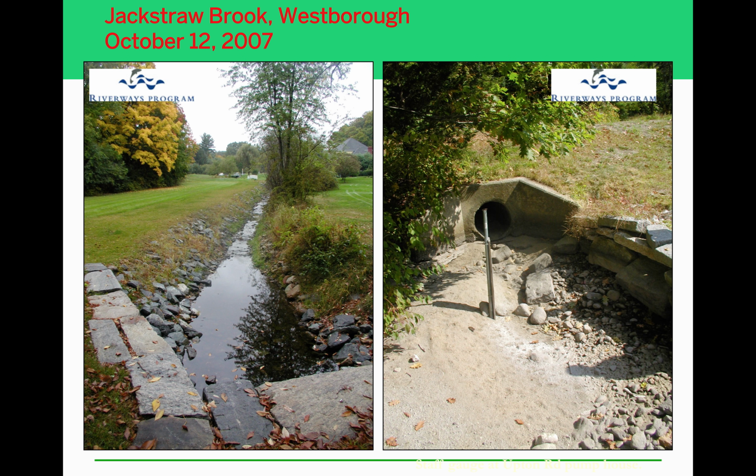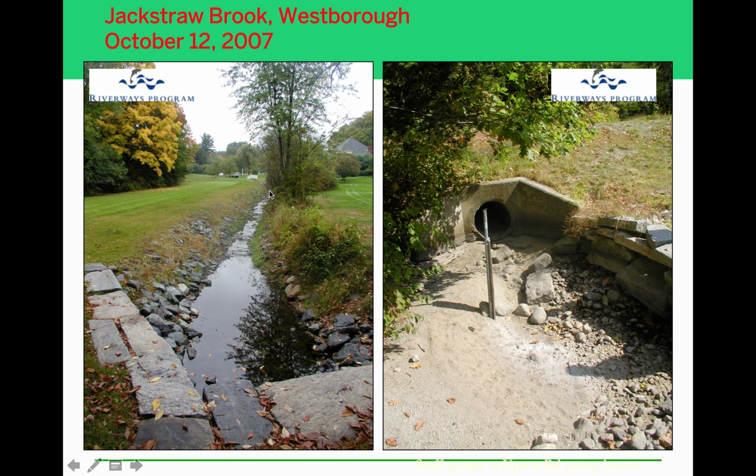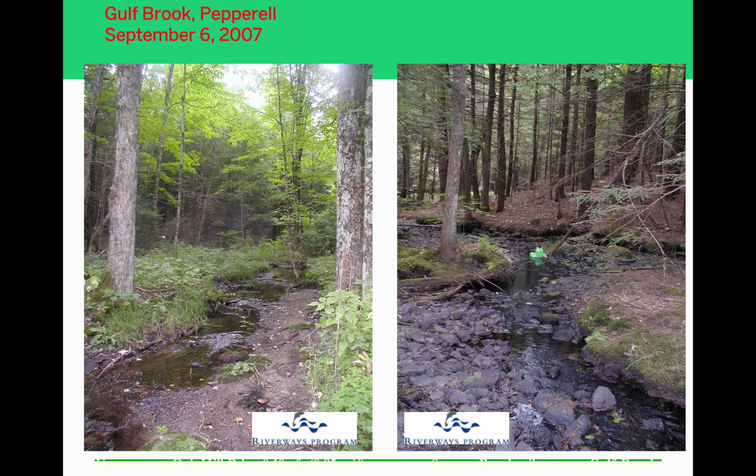Even locally here in Massachusetts, we've had several really dry spells. This was in 2007, in Westboro. A lot of these local streams and rivers were virtually dry that year. Again, this is Gulf Brook in Pepperell, 2007 again. Basically no water flowing through the whole stream here.